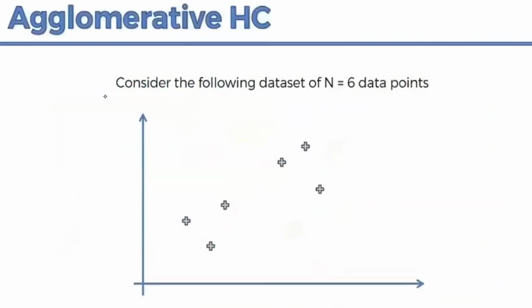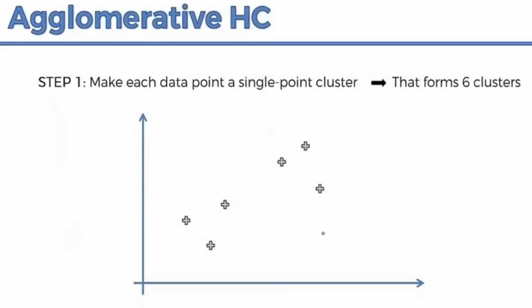Now, let us take a data set where I'm having only 6 data points. For this, I want to make a hierarchical clustering. First, 6 data points. What are the steps you have written? What is the first step? How many data points are there? You have to make n number of clusters. So here 6 data points are there, I am making them into 6 clusters. Six different clusters, 6 different colors I have given.